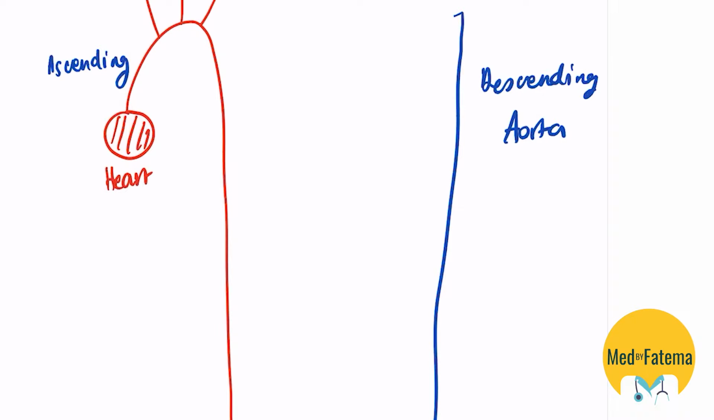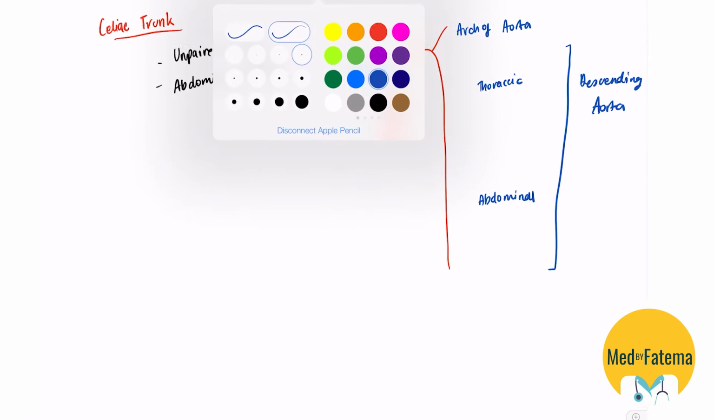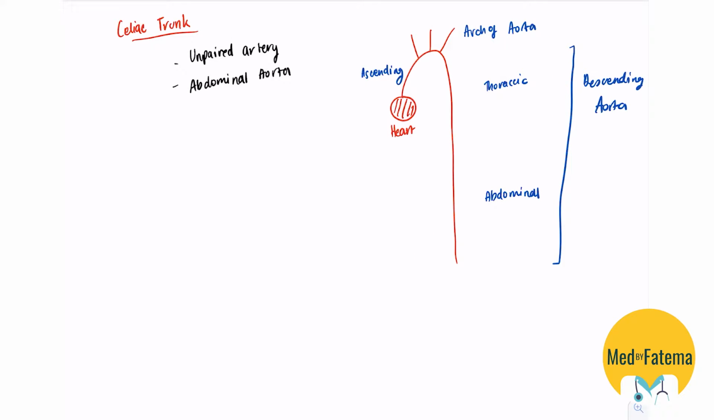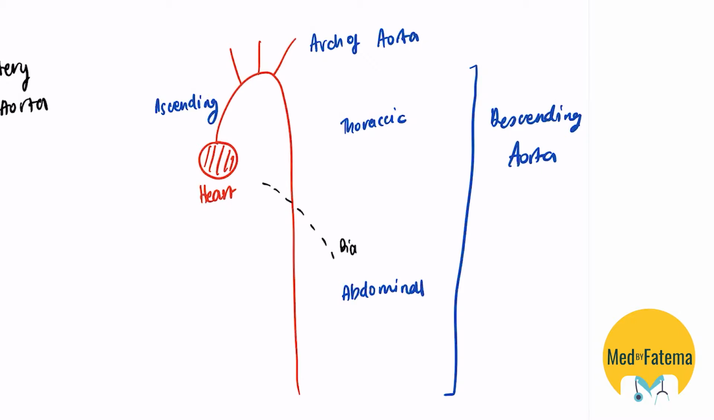The descending aorta is made up of two parts: the thoracic part and the abdominal part. There is a muscle that splits the thoracic and abdominal aorta, and that is the diaphragm. The aorta pierces the diaphragm at T12, and that is an important landmark that you should know.